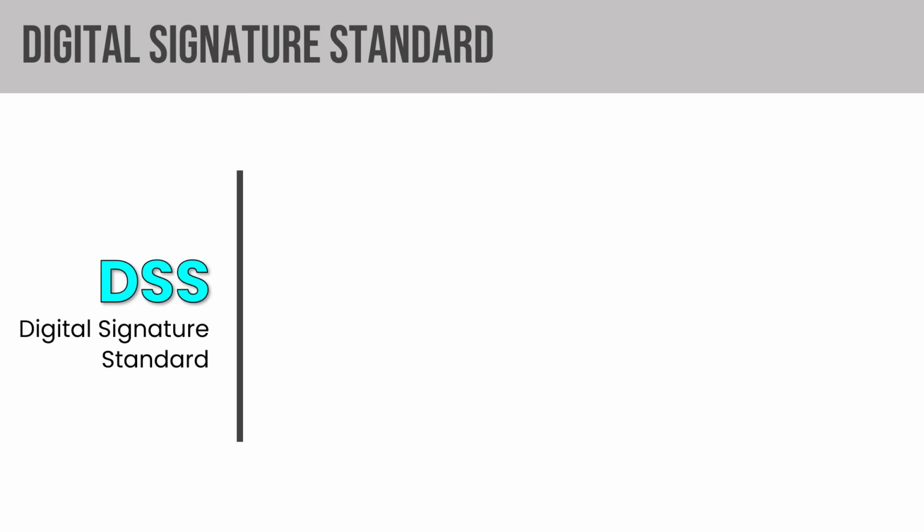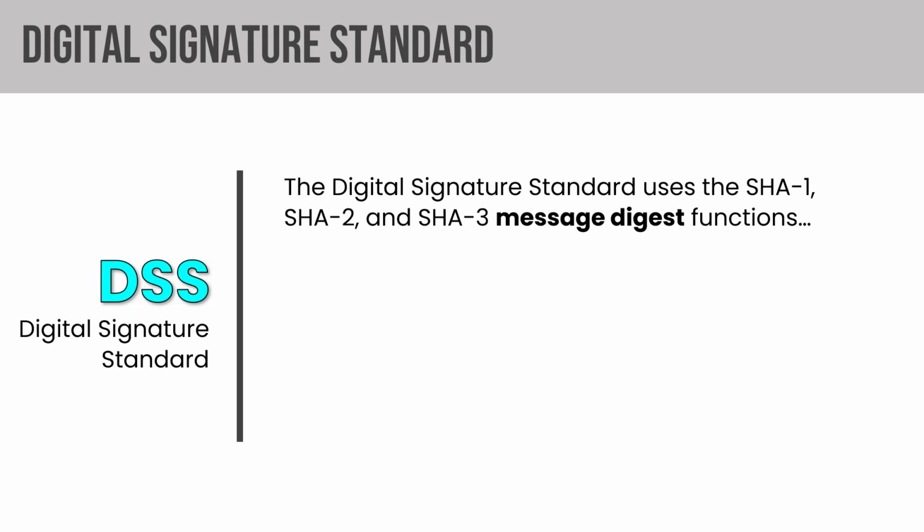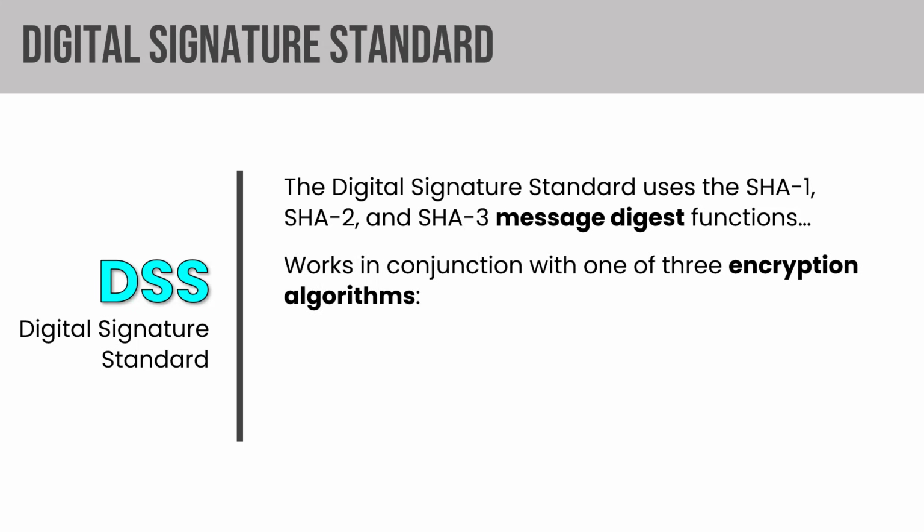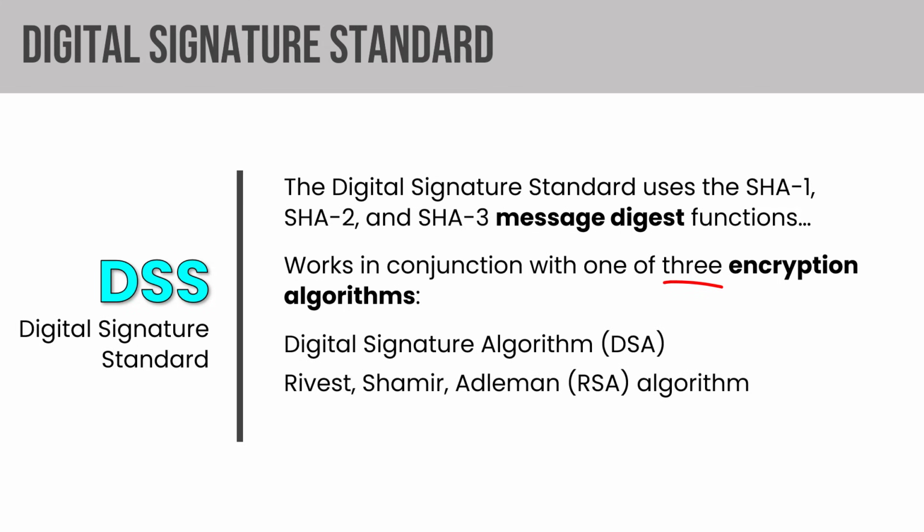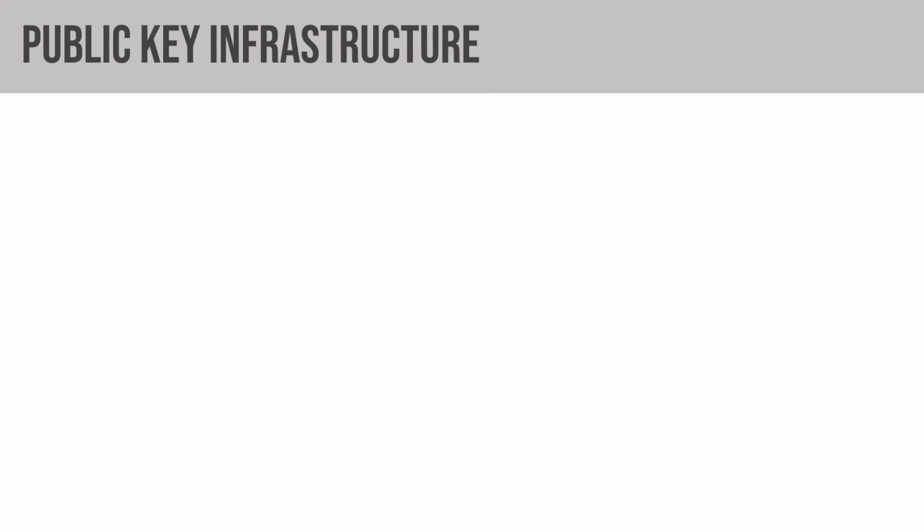So, digital signature standard. DSS uses SHA-1, SHA-2, SHA-3 message digest functions. It used to use SHA-1. Generally speaking, SHA-2 is going to be more common now. SHA-2 is approved with DSS, and it works in conjunction with one of three encryption algorithms. So it would work with the digital signature algorithm, or DSA, an RSA algorithm, or elliptic curve DSA.